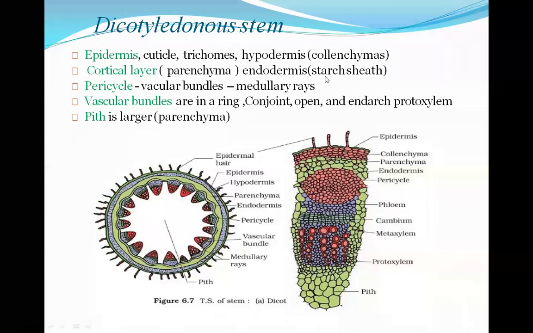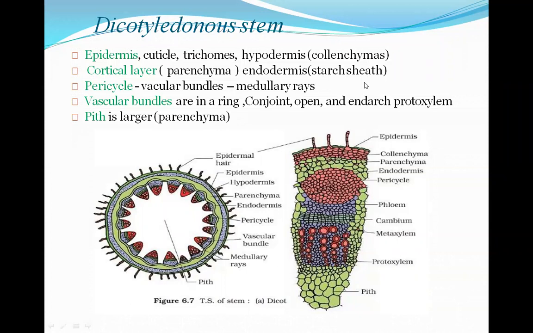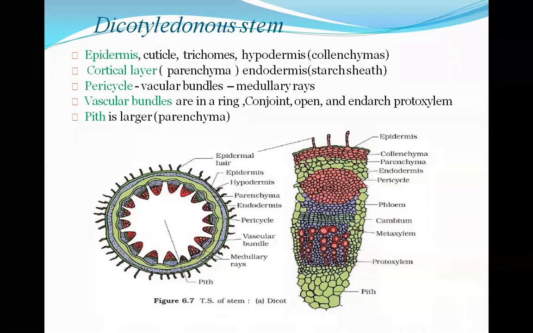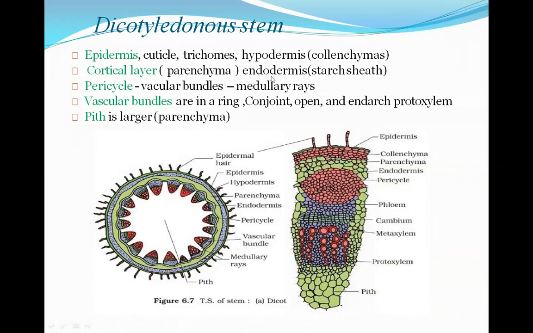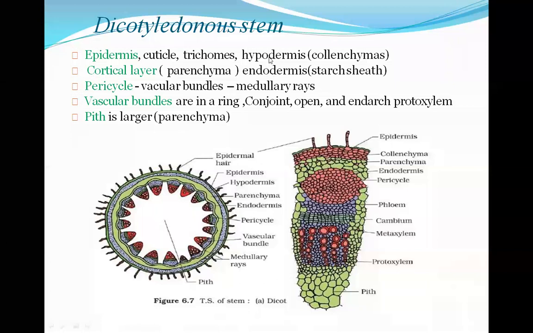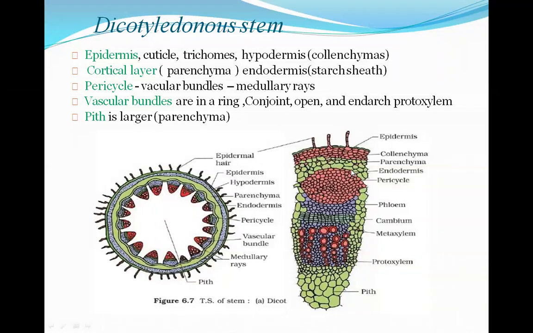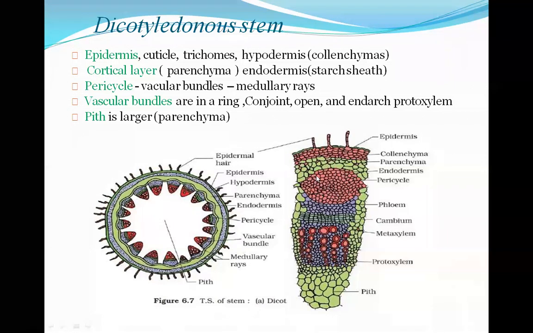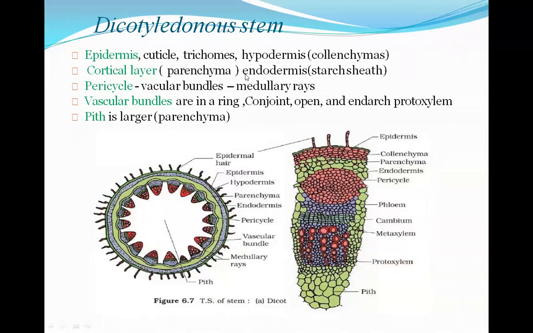It has a starch sheath inside it. For this reason, there is the presence of the starch sheath on the endodermis, and endo means inside, hypo means outside, right? So as this layer is present inside, after the parenchyma cells of the cortical layer, for this reason this layer is known as endodermis.